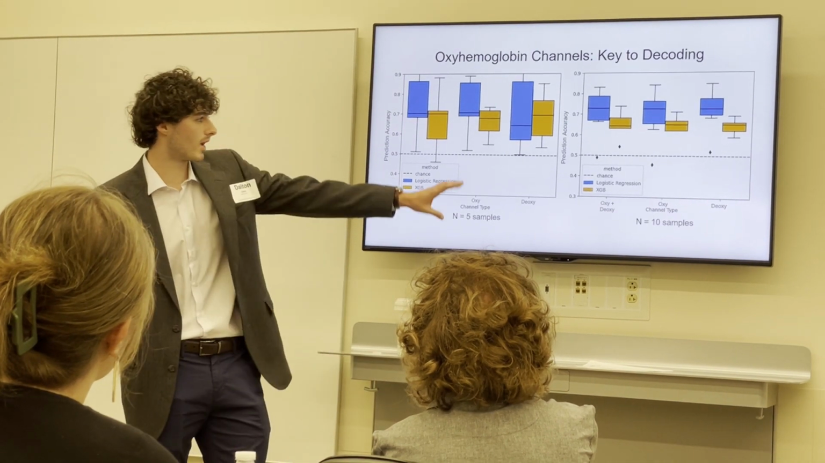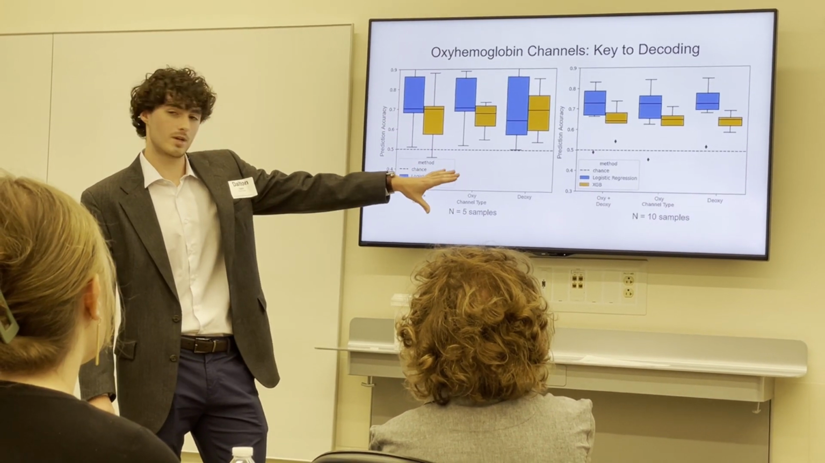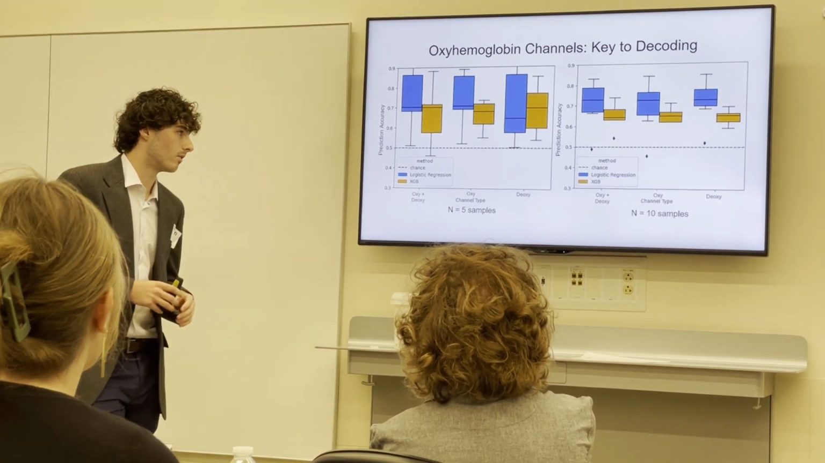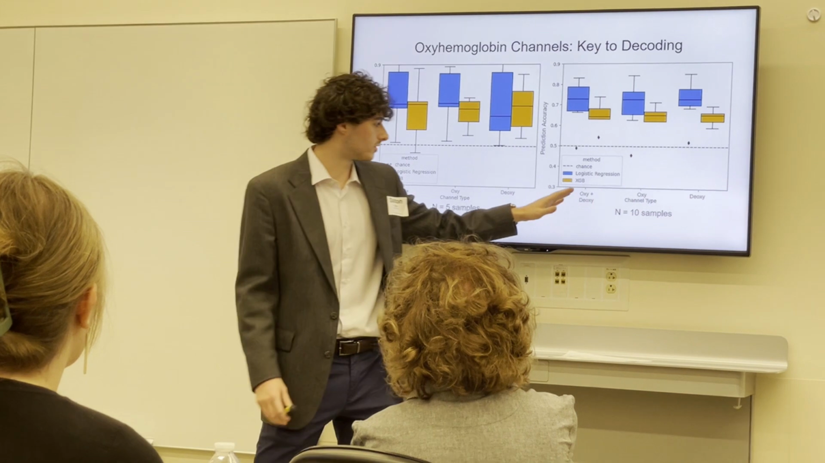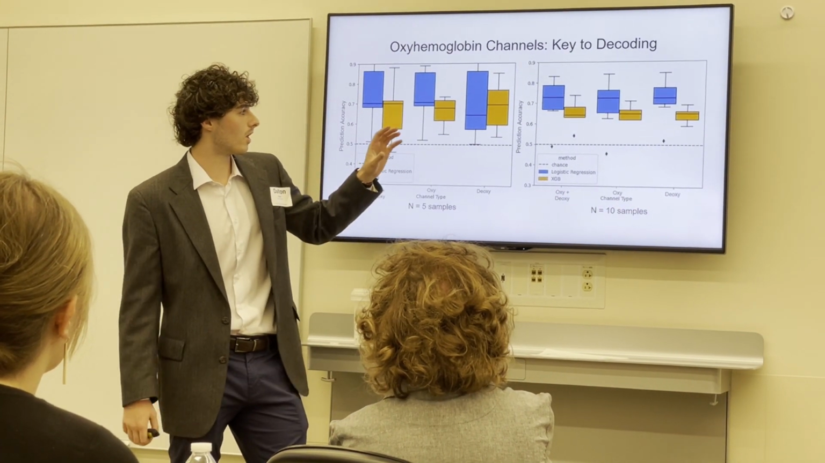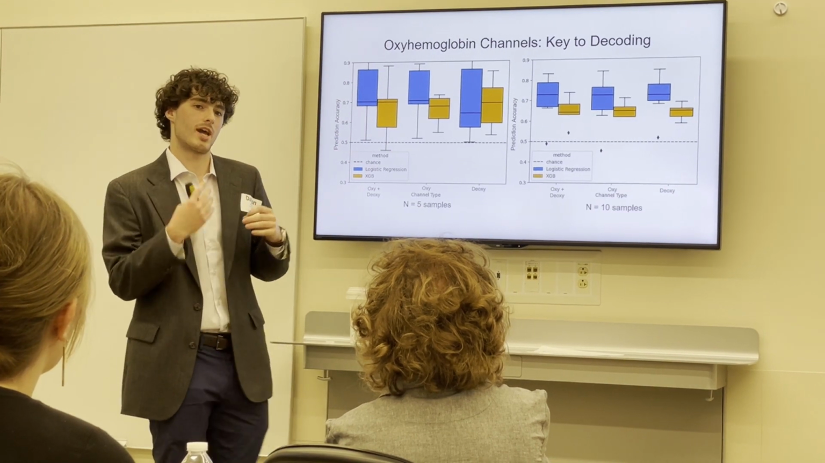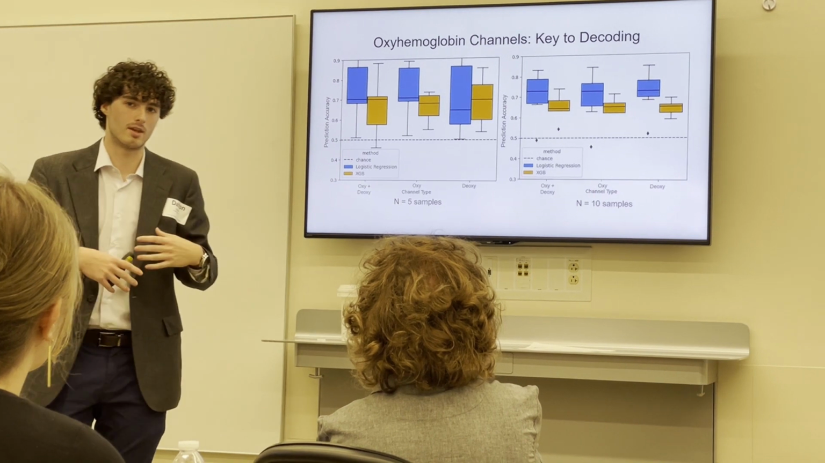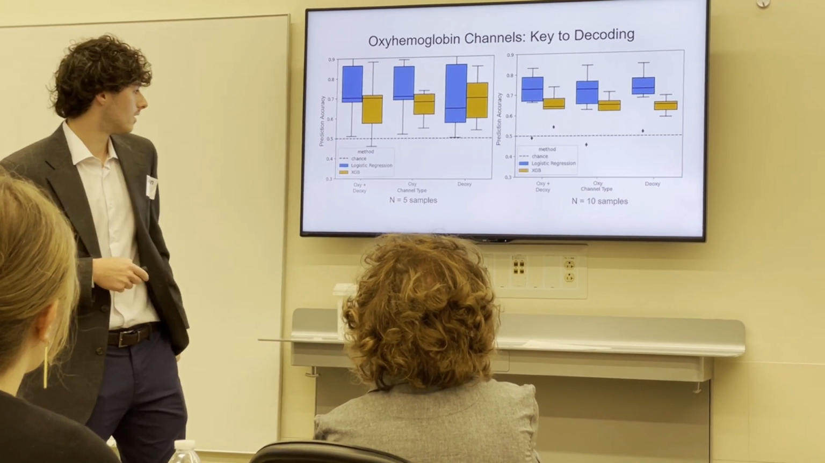And then this is what we're able to achieve using all of our samples that we collected. But what is interesting to note is that they all, deoxy, oxy, and them combined, all converge around the same prediction accuracy, but oxyhemoglobin channels will do so faster than either one.